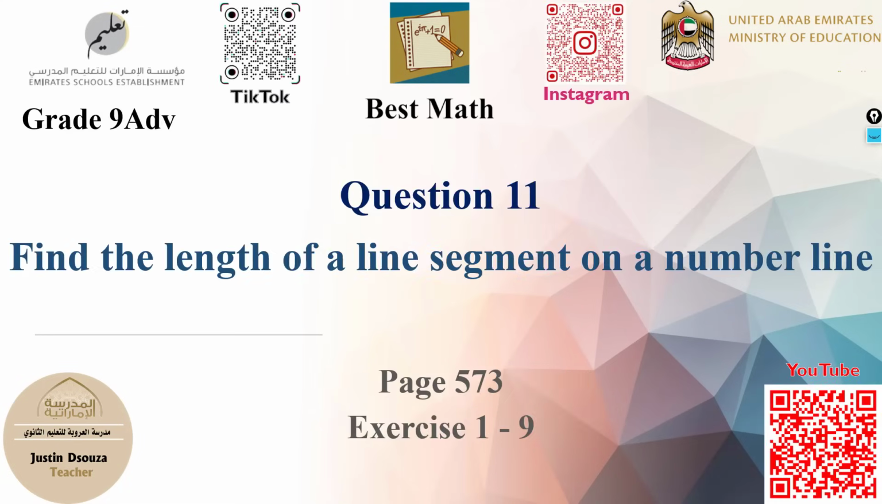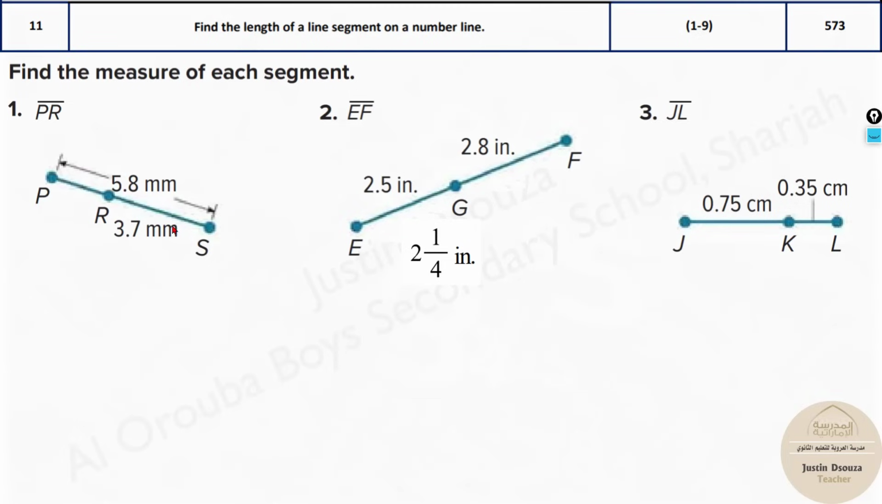To you very soon. In this video, we will learn how to find the length of a line segment on a number line. Here we have got a linear line and the dimensions are given. They have told PS is having 5.8 mm length and RS is 3.7. You need to find PR over here, the unknown distance.